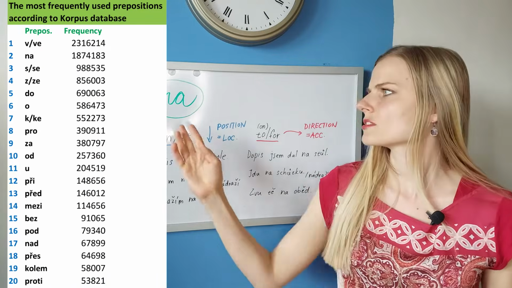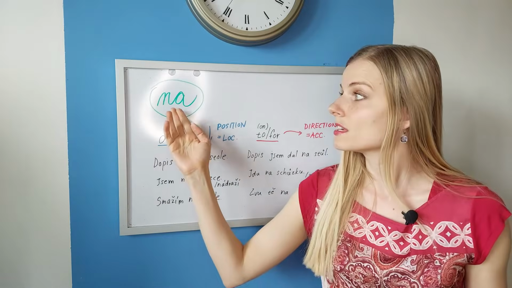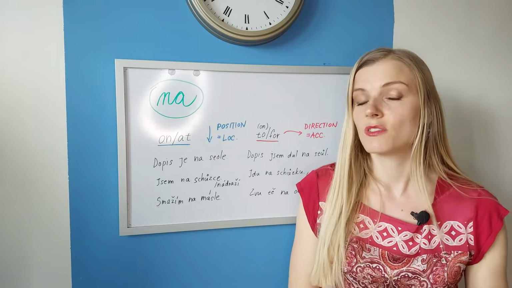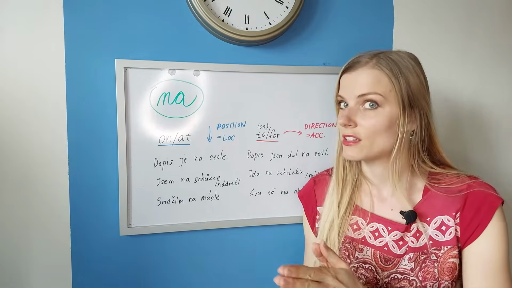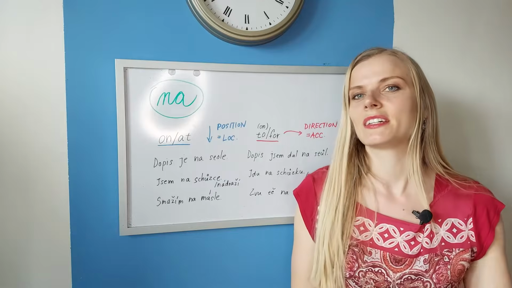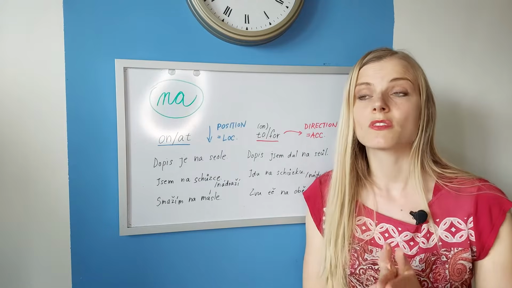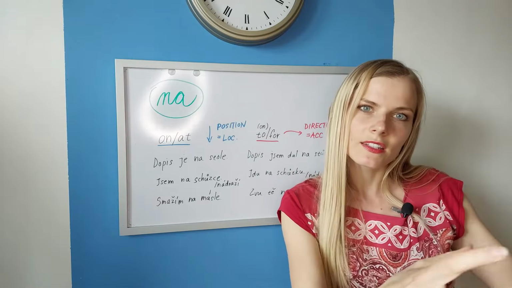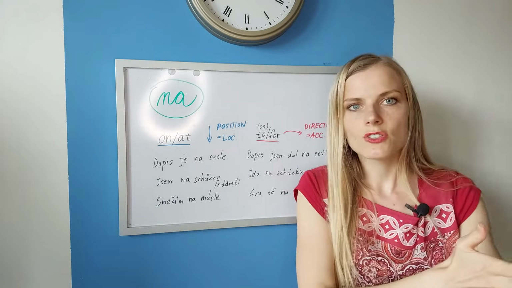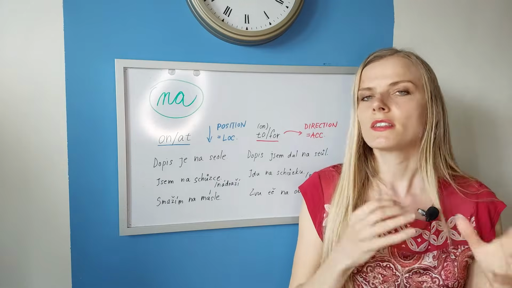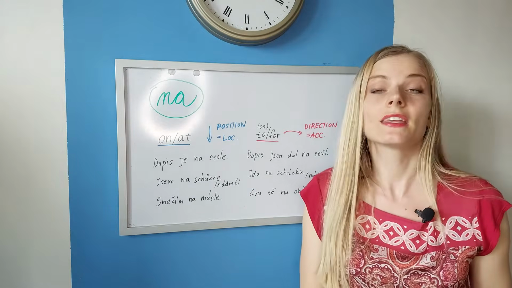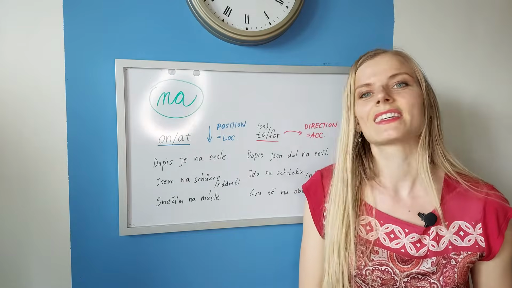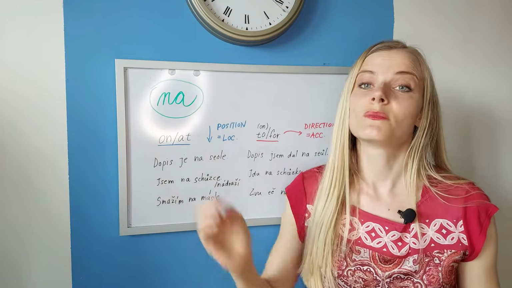Why is the preposition na so common? Because when you see na, it is very commonly related to the accusative case, which in the Czech language is the most common case. Also because na can mean on the surface or inside or a direction towards. So it has a little bit more meanings, and it's also a part of phrasal verbs. So all of these make it a very important preposition.